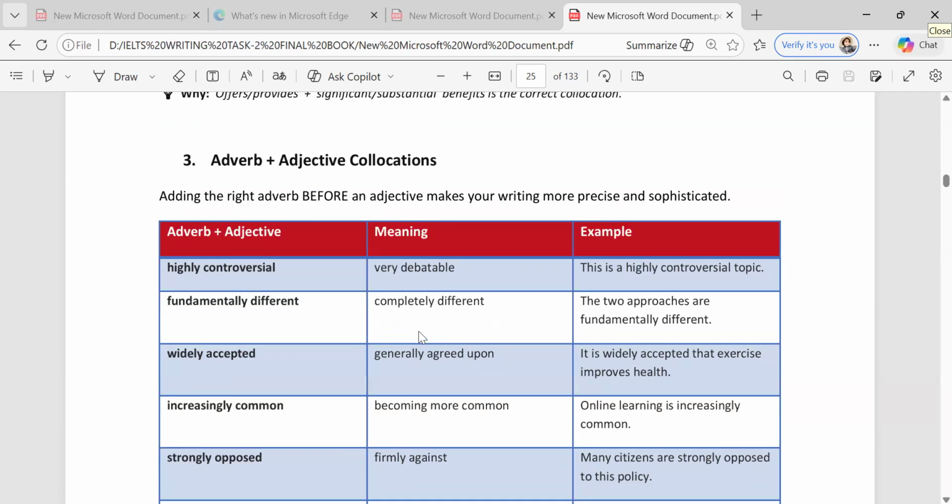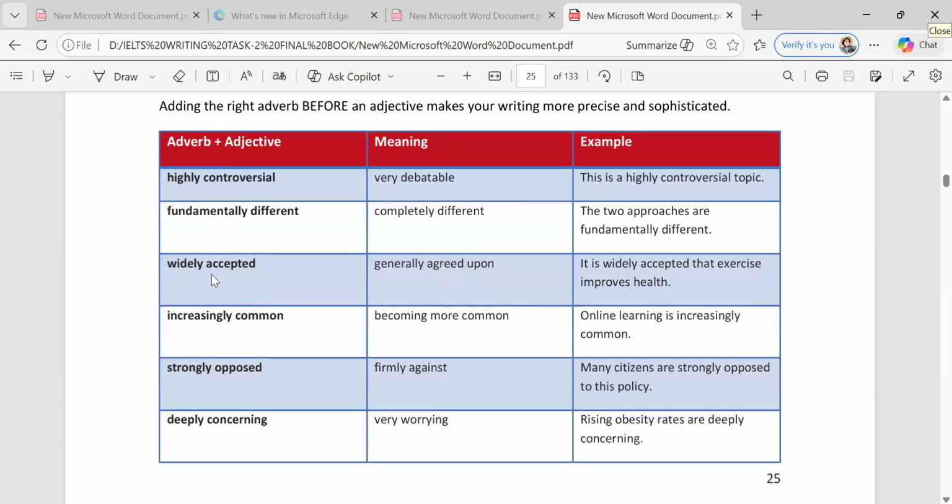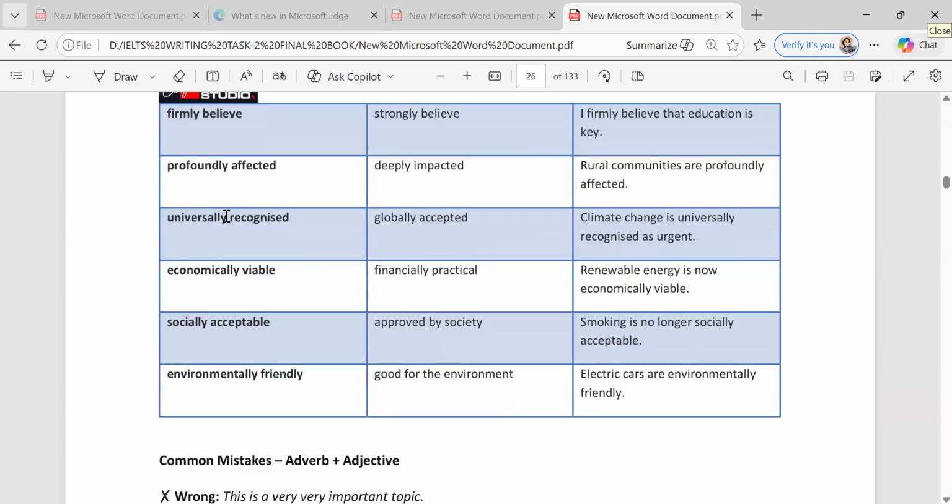Then we can have adverb plus adjective, like highly controversial. These are some of the adverb plus adjective combinations that, if you try to use them, will help you achieve a high band.